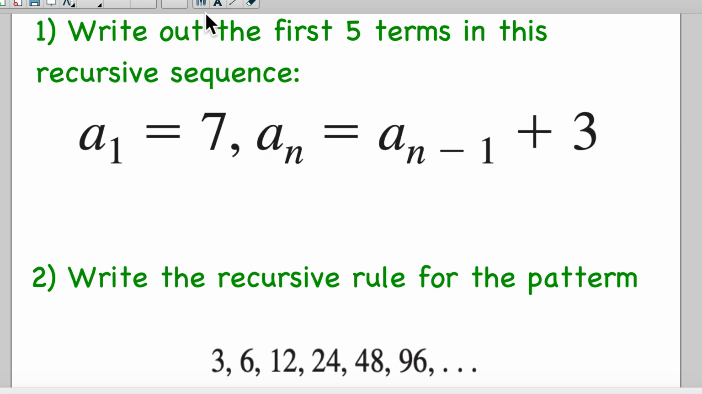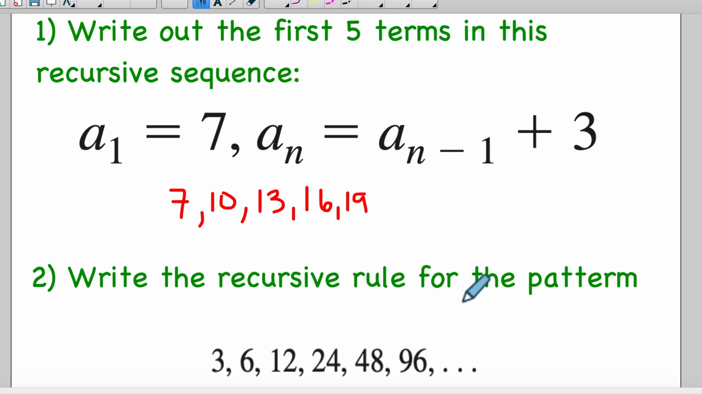All right, so if you paused the video and gave these ones a shot, great. Basically, this is saying the first term is 7, so write out the first 5 terms. The first one's going to be 7. And then it just says the nth term is going to be the previous term plus 3. So the second term would be the previous term plus 3, which would be 10. And then the third term would be the previous term plus 3, so that's going to be 13. Previous term plus 3 is 16. Previous term plus 3 is 19.